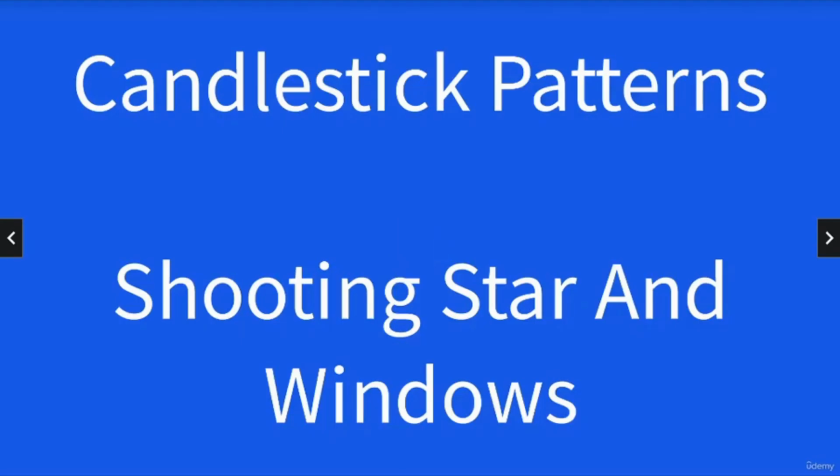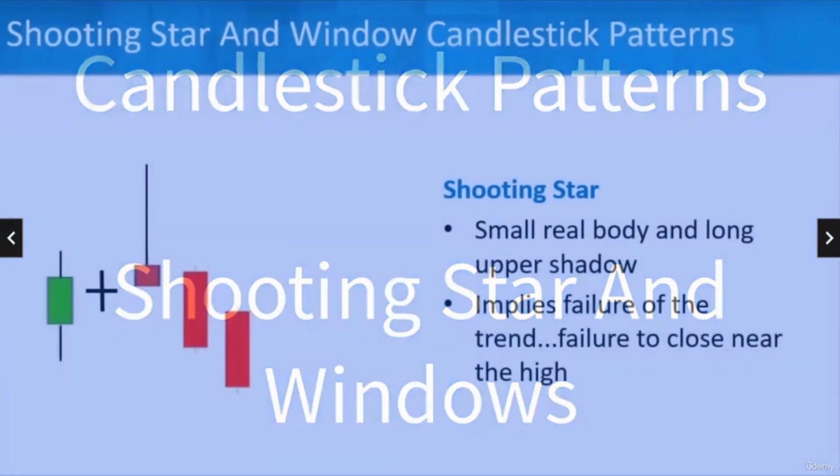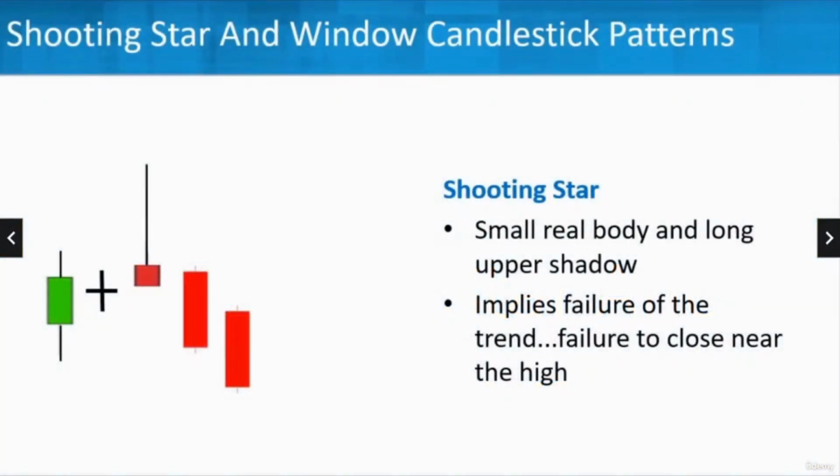So shooting star and window candlestick patterns are very interesting patterns themselves here. In a shooting star, we'll start with that one, you have a small real body and a long upper shadow, right? And what it's doing is it's implying the failure of a trend to continue. It's a failure to close near the high. Certainly the high being in that whole upward shadow, that whole long upward line on the trading range going up. It's not getting you near how high it got during the trading period, the trading day, for example.